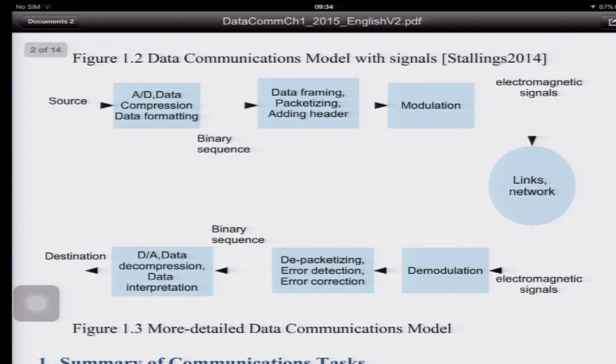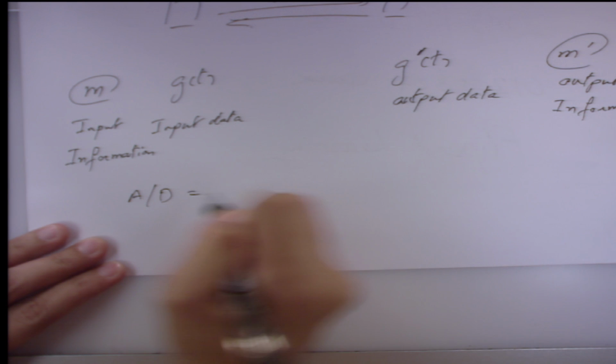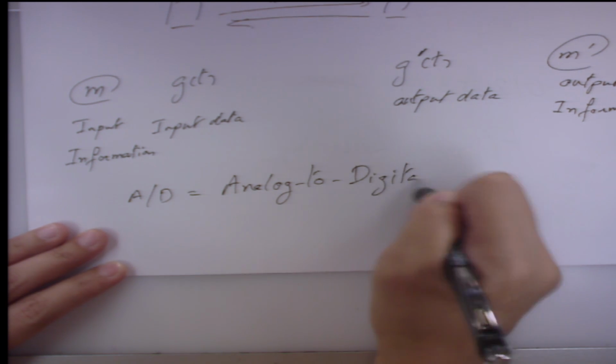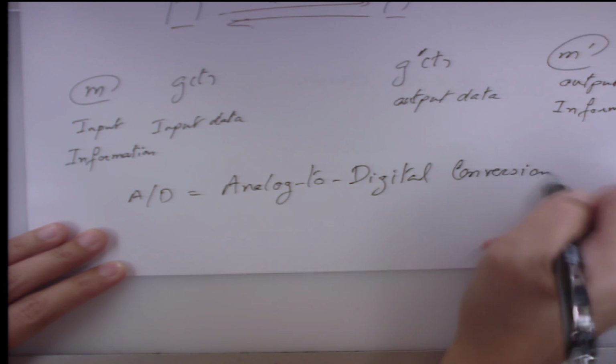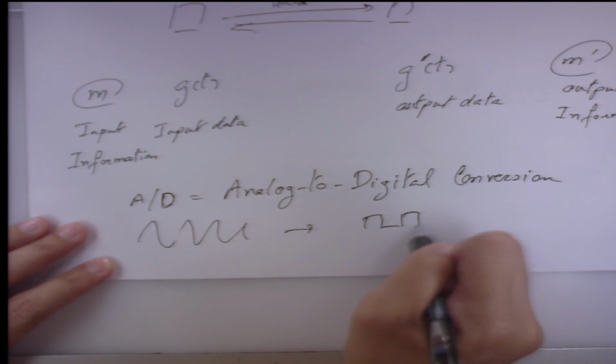Again, the line is not clear, but there's a line connecting with the arrows. This shows some of the more detailed boxes inside of the system. We may have all of these, or maybe some of these, or we may have more than this. When you study more and more, there will be more and more boxes inside of the system. Let's see an example. You have source coming in. What is A to D? A to D is analog to digital conversion. If you have an analog signal coming in, you change it to a digital signal.